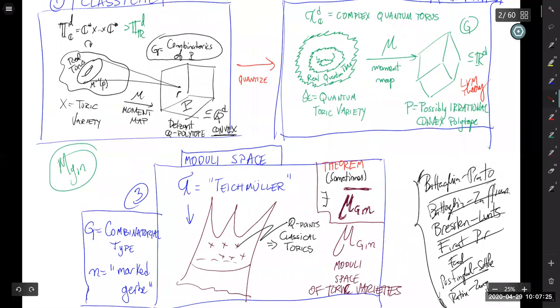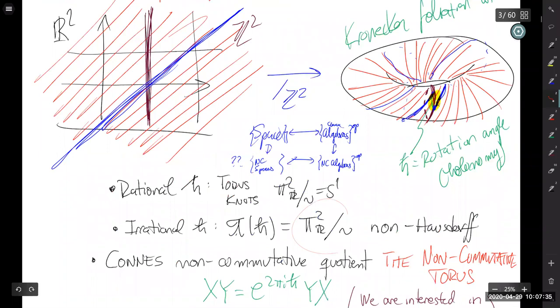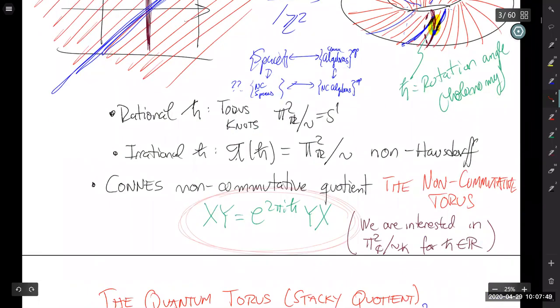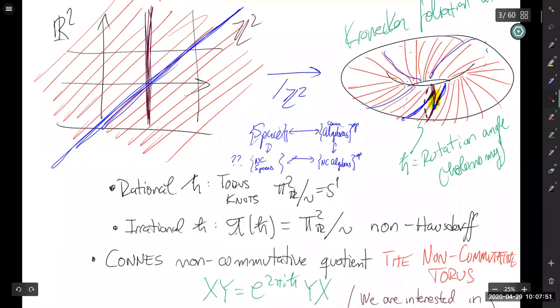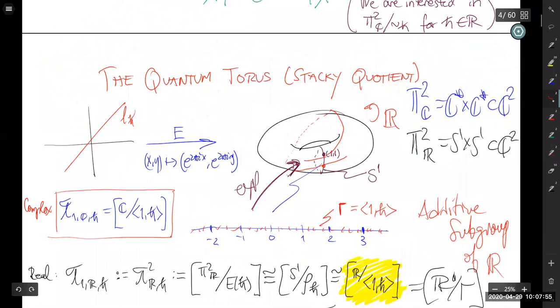The quantum torus, we considered it as a stack, as the quotient stack of an ordinary torus via this action that produces this foliation, the Kronecker foliation. So there is this functor from foliations to non-commutative algebras, a convolution functor, and we obtain the algebra for the quantum torus out of this foliation. And this is what we compactify.